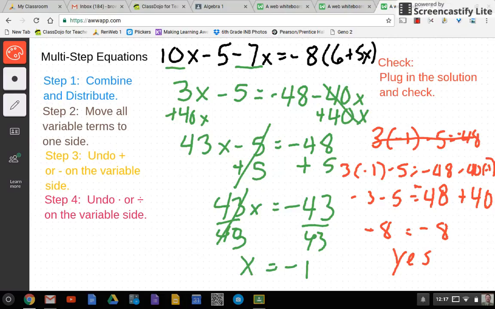Finish the last multi-step problem, check it, and be ready for class tomorrow. See you then.